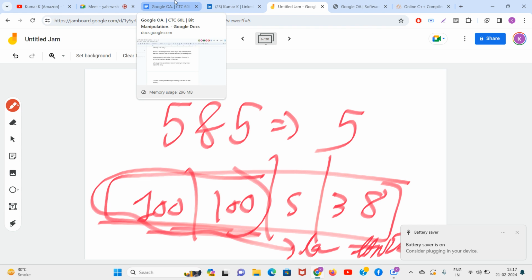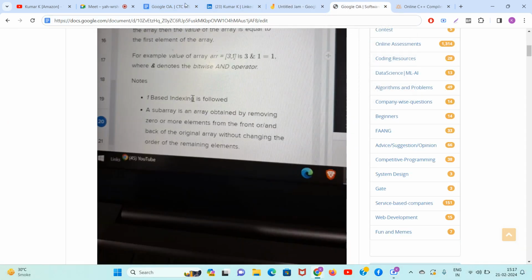But can you see? Google tried to twist this question so much for you people. Actually, questions are so easy. They just try to make it look difficult to you. Now you guys also know what to do.